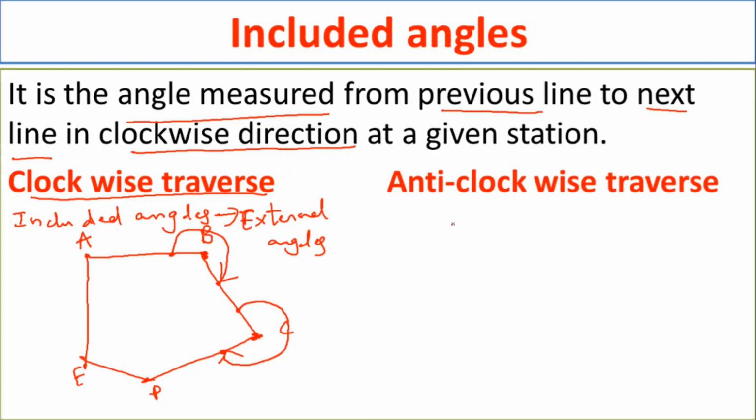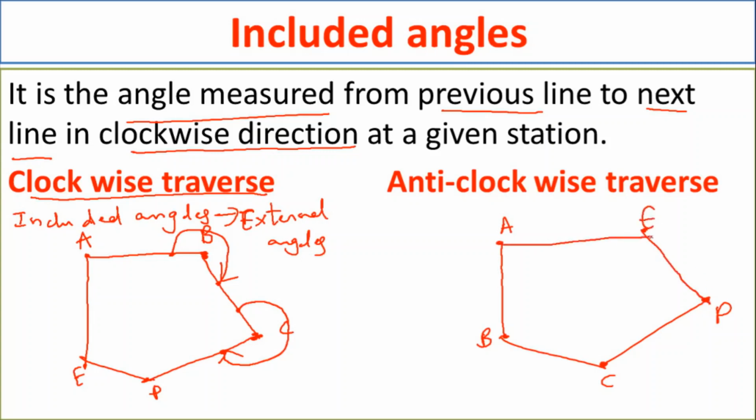That depends. Now suppose you consider an anti-clockwise traverse. That means suppose station A is here, station B is here, C is here, D is here, and E is here. So this is the traverse now. In this case, if I want to measure the included angle at station B, what I have to do? I have to measure it from the previous line to the next line. This is the previous line, this is the next line. I have to measure it in the clockwise direction. So this will be the included angle.